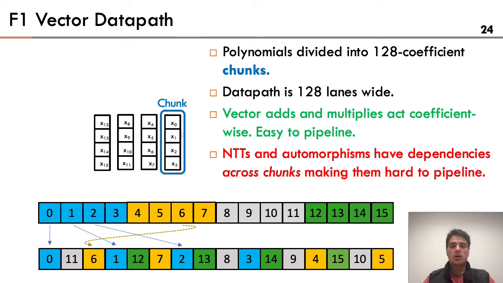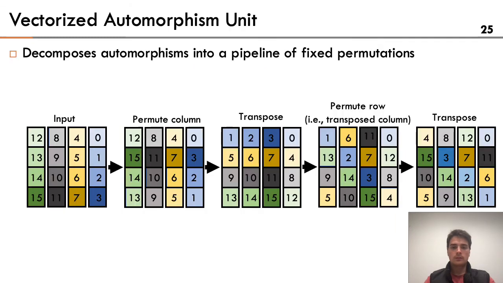Here's an example automorphism applied to a 16-coefficient polynomial. Different colors represent different chunks of the input polynomial. This example demonstrates that automorphisms compute coefficients across chunks, making them hard to pipeline. We are the first to notice that an automorphism can be decomposed into a fully pipelined functional unit.